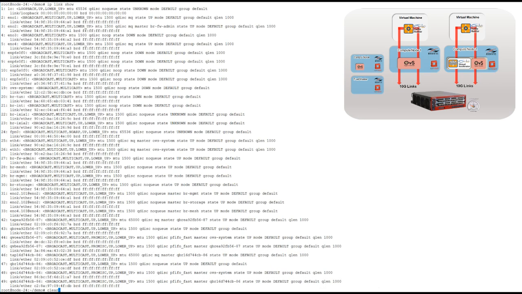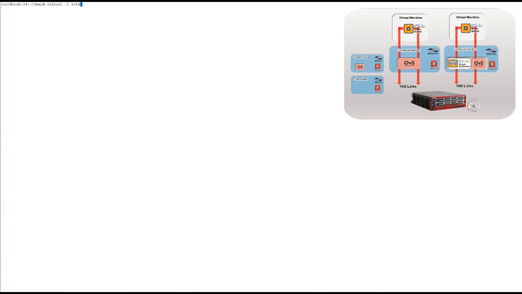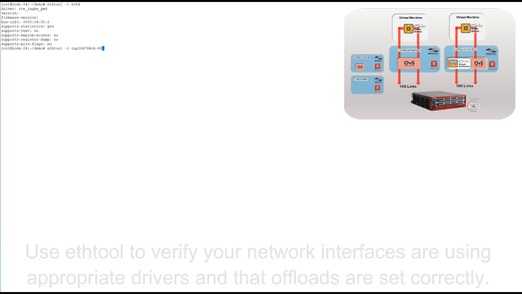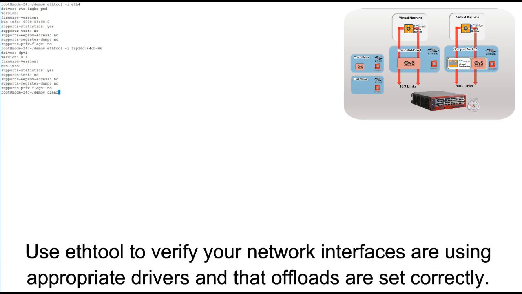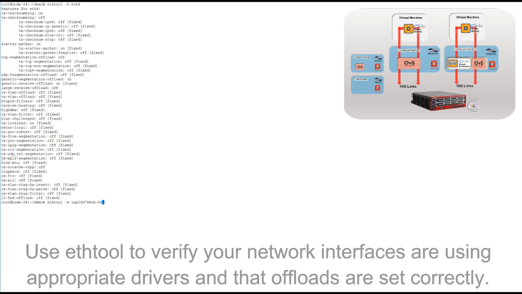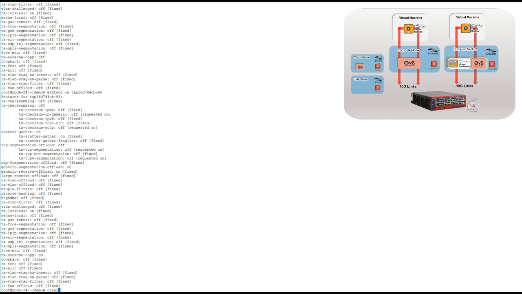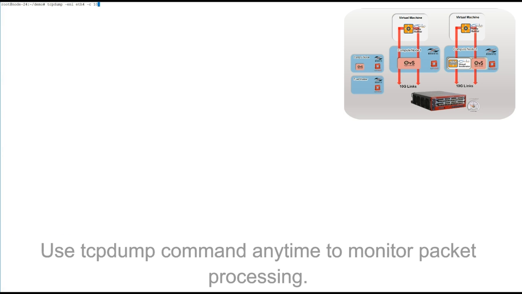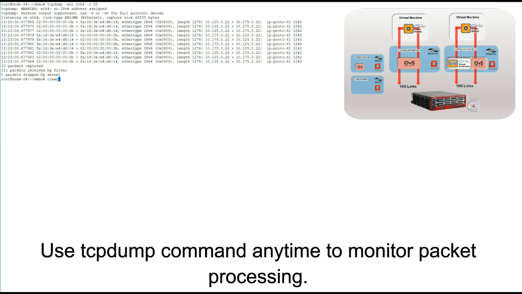For example, the IP link command can be used. eTool is also available and can be used on physical or tap interfaces to retrieve interface statistics or other information, and also for debugging. The TCP dump command can also be used anytime for debugging the traffic flow. Finally, we get to our first test, throughput.